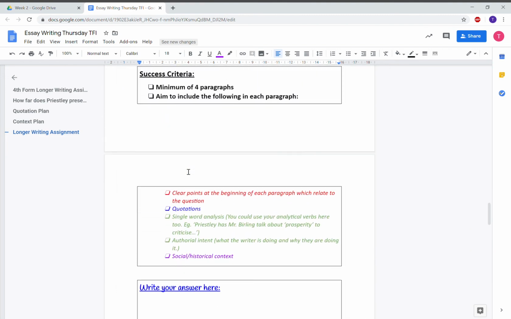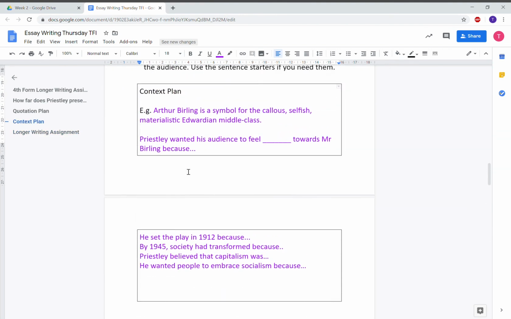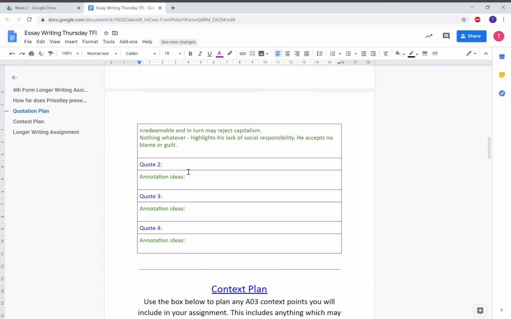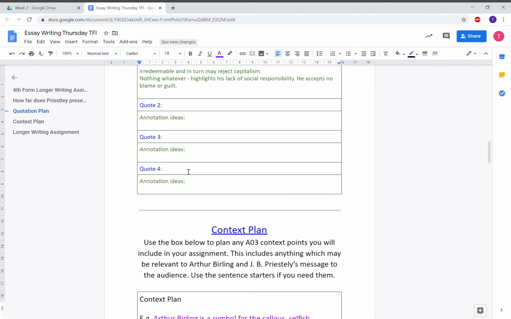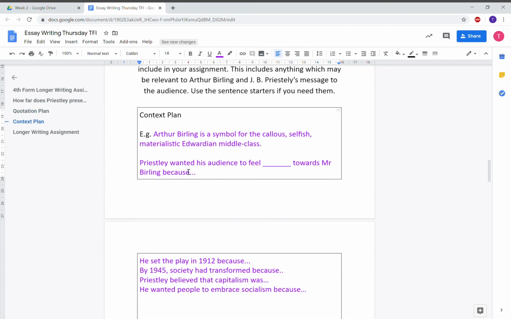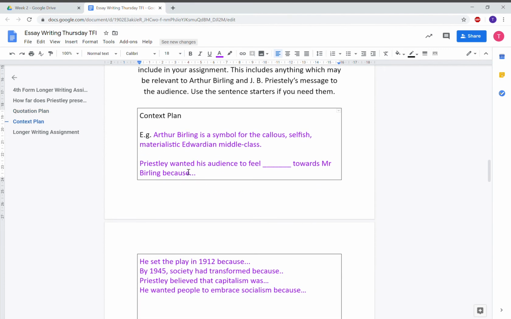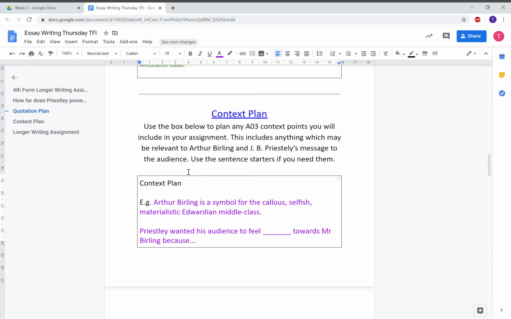Your task now is to find 4 quotations, to annotate them, to fill in this section. If you manage to do that relatively quickly, then move on to your context plan, and try and finish these sentences. Add any additional information if you'd like to.